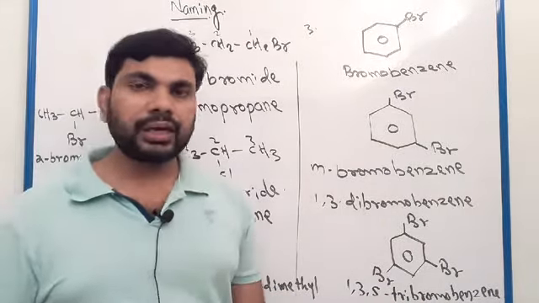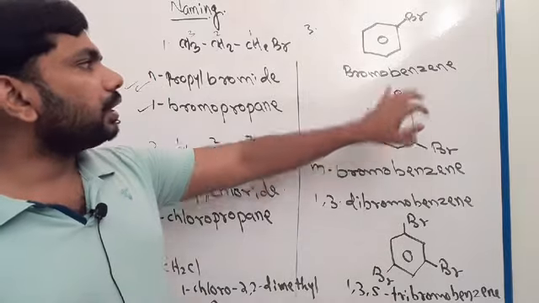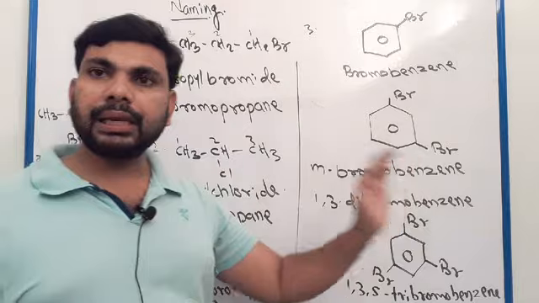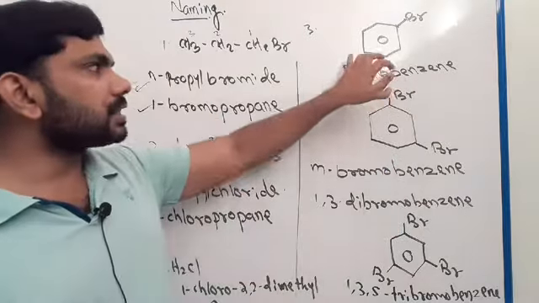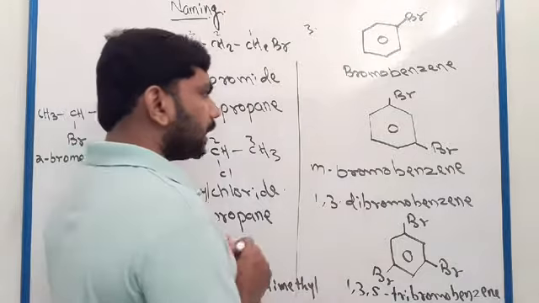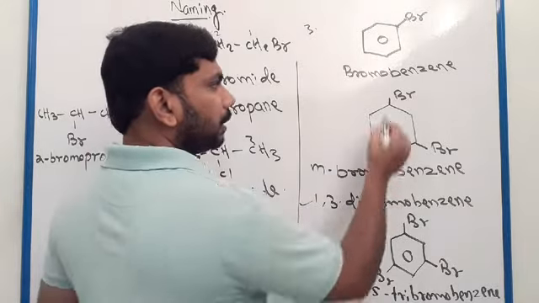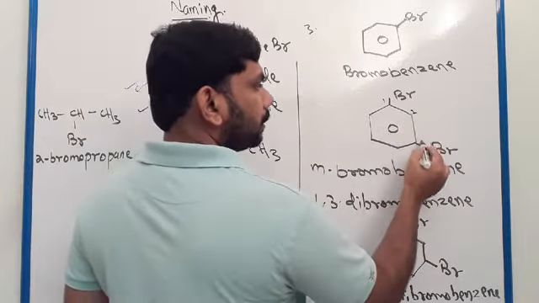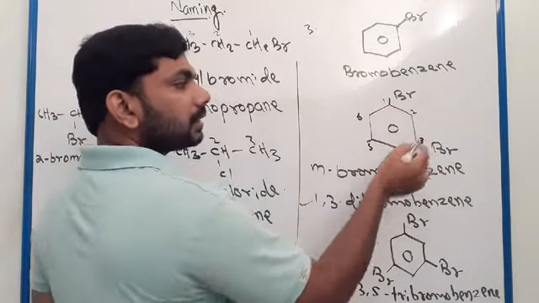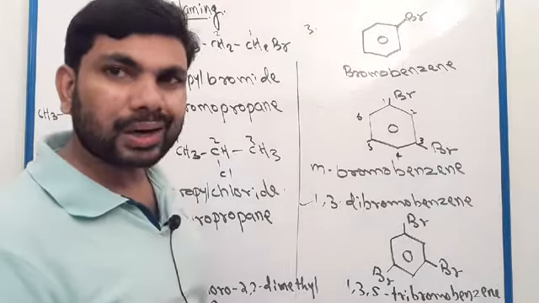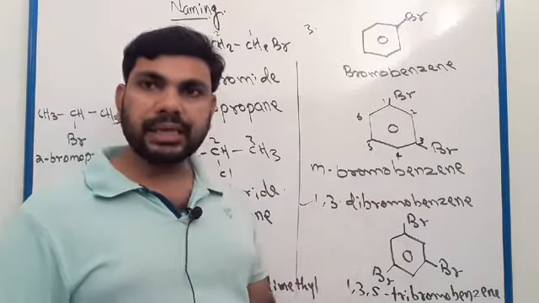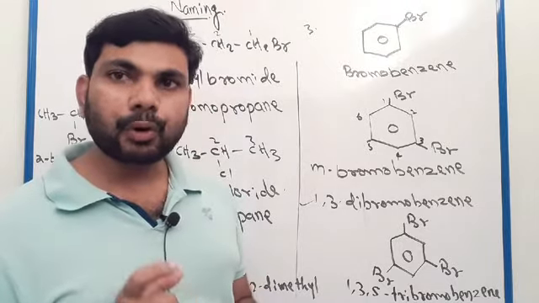Now see here, these are arenes. Here is a benzene ring. So here this is bromobenzene. Common name and IUPAC name are the same, bromobenzene. And here is the IUPAC name for this compound. Here this is the first carbon, second, third, fourth, fifth, sixth. On the first carbon and third carbon there is a bromine atom. 1,3-dibromo, 1,3-dibromobenzene.